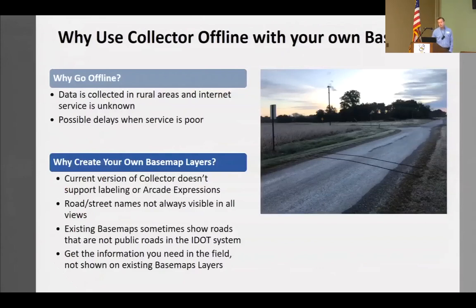We created our own base maps because the current version of Collector that we're using, in Windows right now, didn't support labeling or Arcade expressions. I'll tell a little bit more about that labeling later, but I wanted to set it up like a couple slides ago, where the crew just looks at the station number instead of having to go in and actually do something to get the station number. I'm not going to touch on the other stuff too much, but not all the roads shown on the existing Collector maps are public roads. You'll get a lot of field roads and stuff like that when you get out in the rural areas.